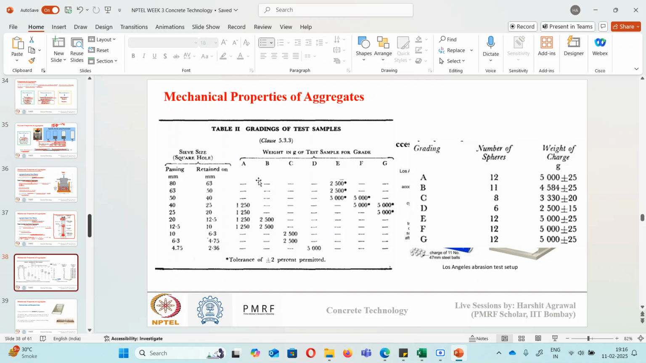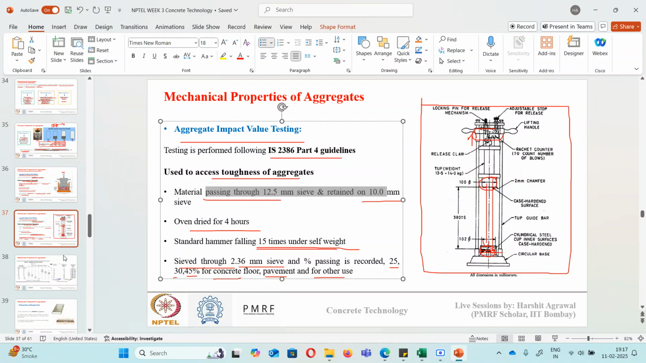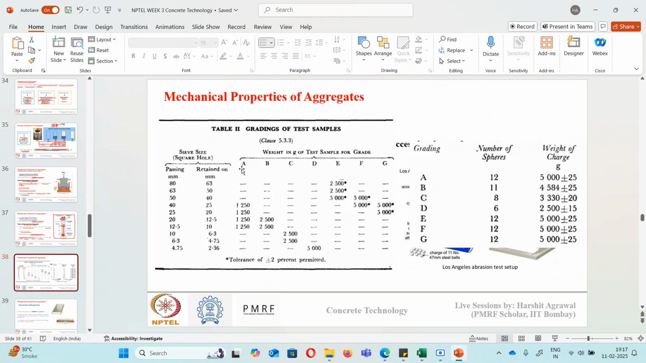Based on the grade, I will determine how much quantity I need for each size fraction. Suppose I have an aggregate batch and I want it to be of grade A, then I will take 1.25 kg of this passing range, 1.25 of this, 1.25 of this, and 1.25 of this. In this way, I make a particular grade rather than taking a fixed grade of 12.5 mm passing and 10 mm retained. I will make a particular grade of aggregate based on the values given in the code.